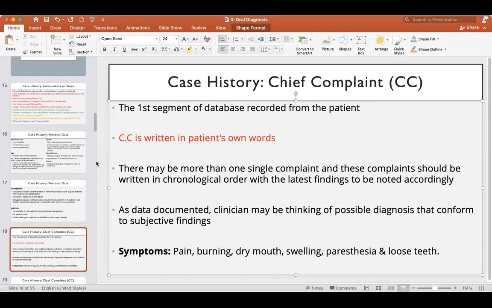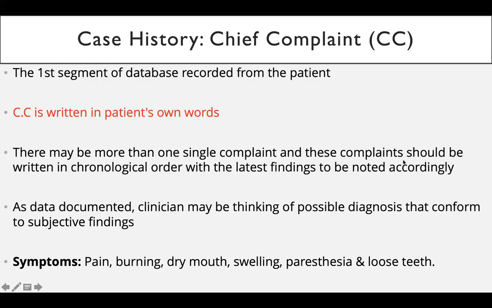Okay, so there may be more than one chief complaint, and these complaints should be written in chronological order according to the time, with the latest finding noted accordingly. What does that mean? According to time, chronological order. From 3 days I have fever, I have nothing else. From 2 days I also started coughing, and today I have bleeding from the mouth. So chronological order: 3 days fever, from 2 days coughing, from 1 day coughing blood. Yeah, so this is chronological order, right?